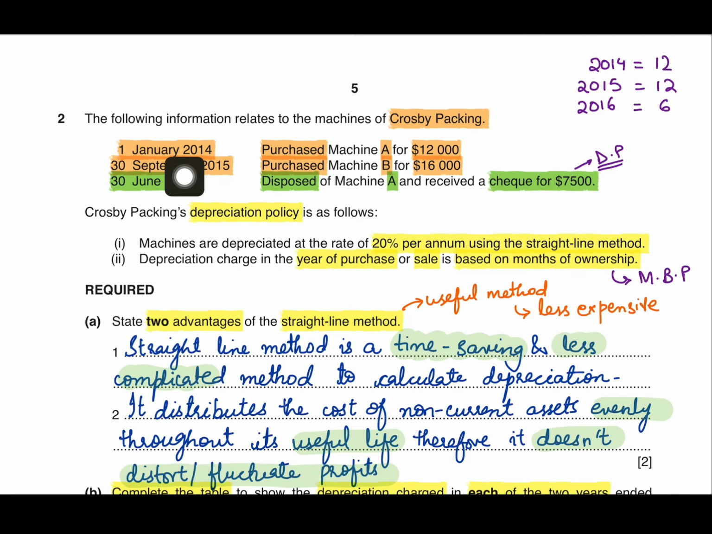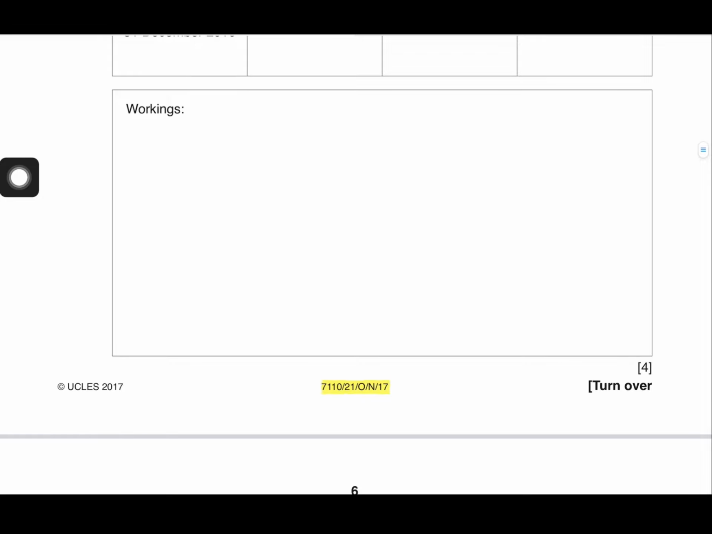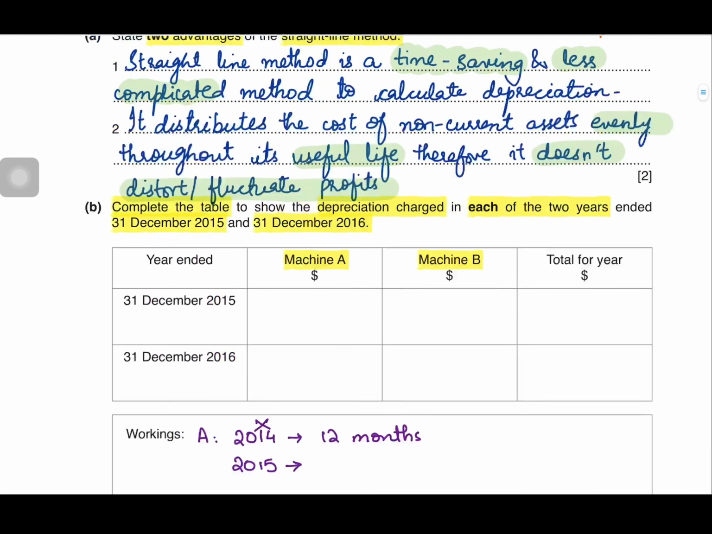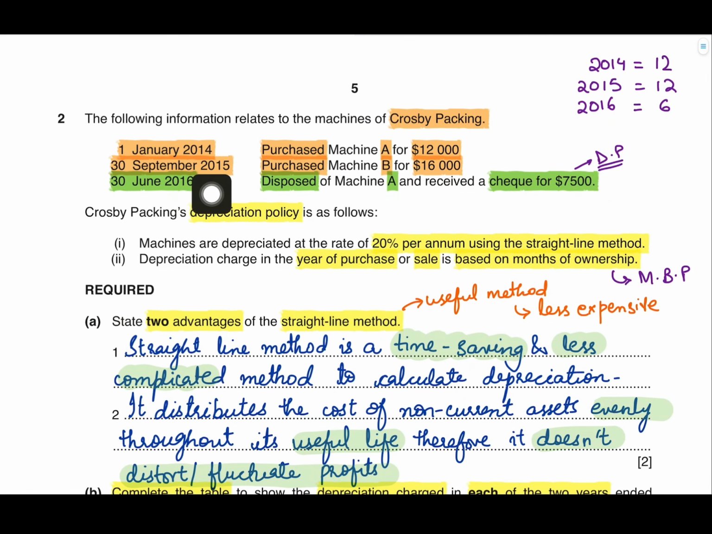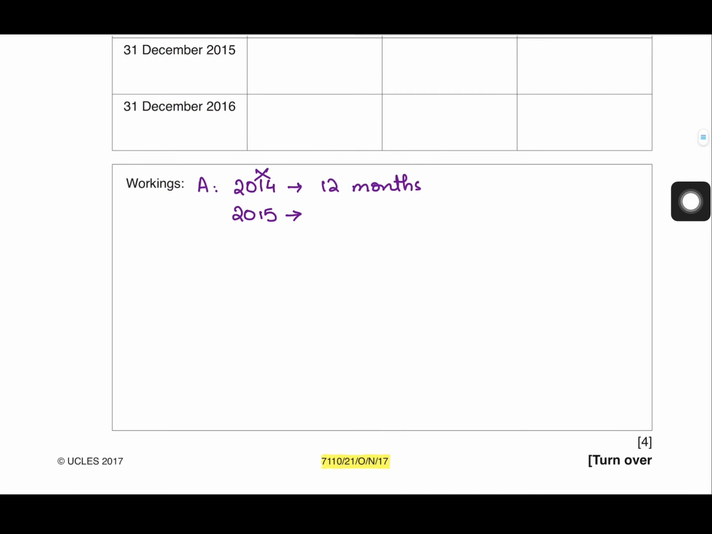So machinery A is being purchased in 2014 on 1st of January, right? So let's write that down. Machinery A in 2014, for how many months would I have charged the depreciation? For full 12 months, but we don't have to do the calculation for 2014, right? We have to do the calculation for 2015, and it remained in the business for full year in 2015 because it was sold in 2016, right? So in 2015 as well, full 12 months of depreciation on cost would have been charged.